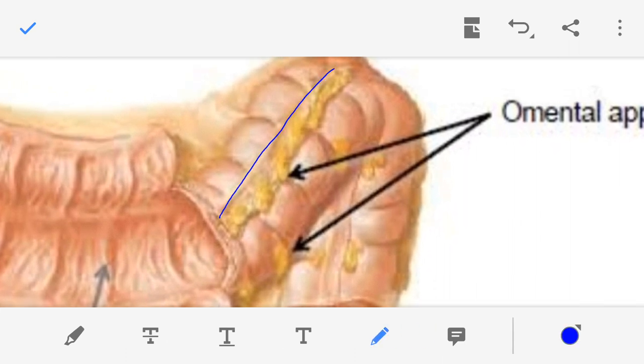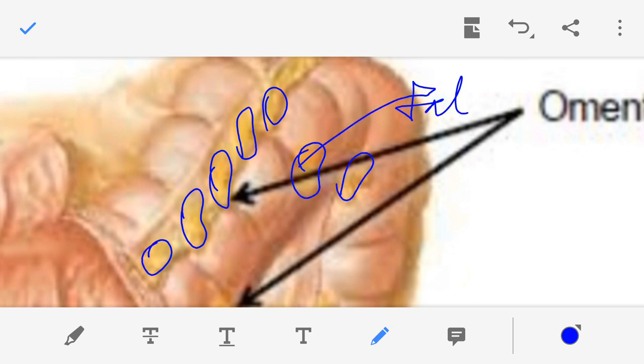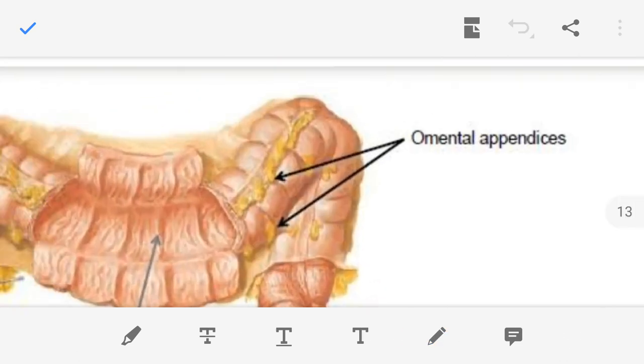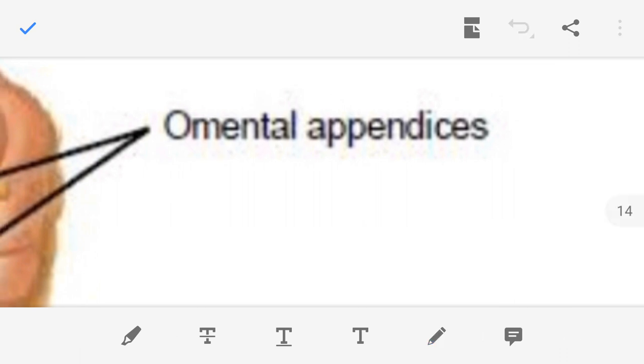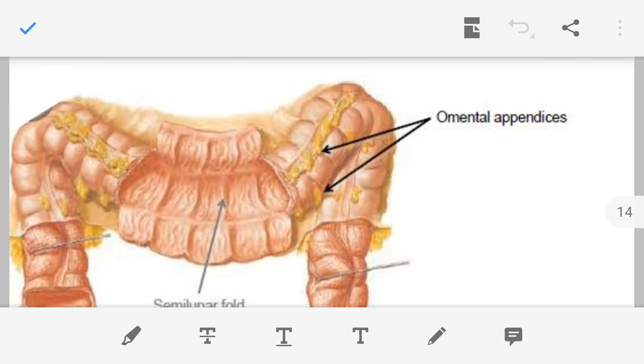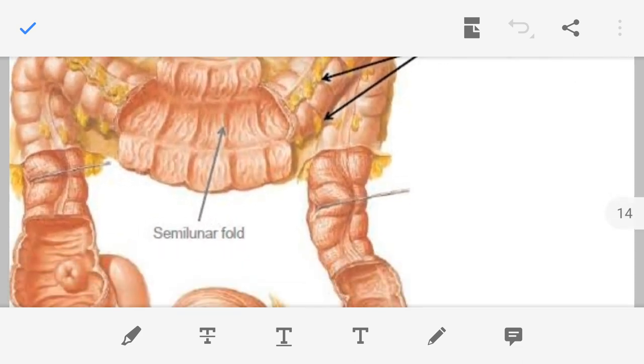So in the figure, see, this is the tenia coli. This is the tenia coli. And here there are the pouches. These are the pouches of visceral peritoneum, and you see, these pouches are filled with fat. So these fat filled pouches of visceral peritoneum are known as omental appendices. And where are these omental appendices present? They are present on the surface of the tenia coli. Okay, so omental appendices.